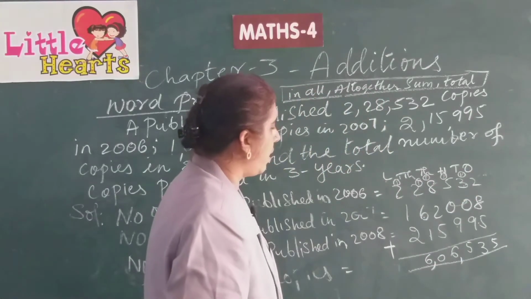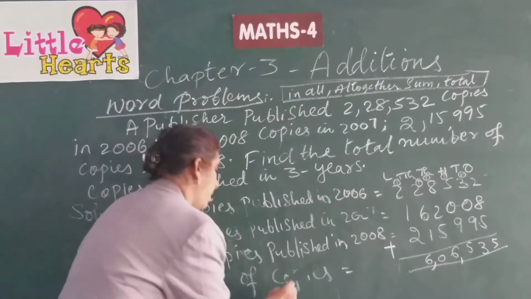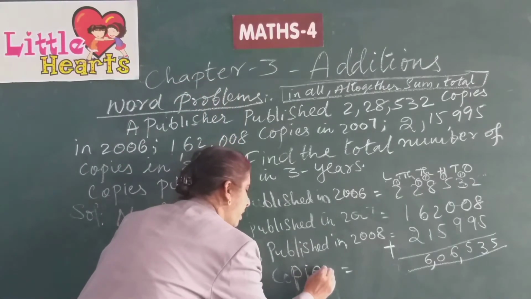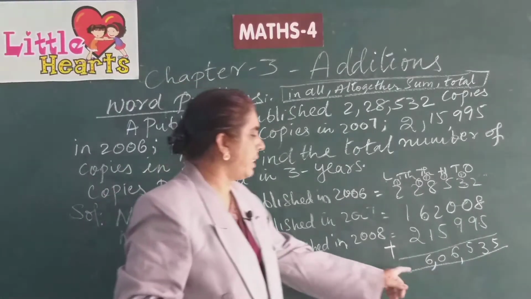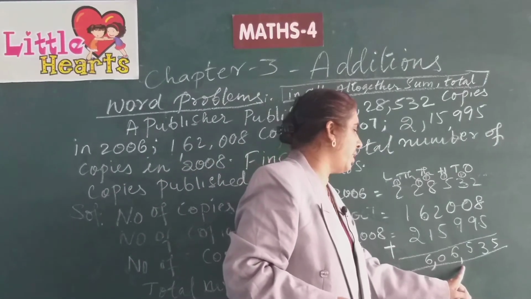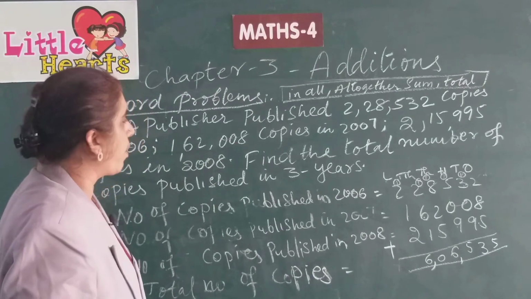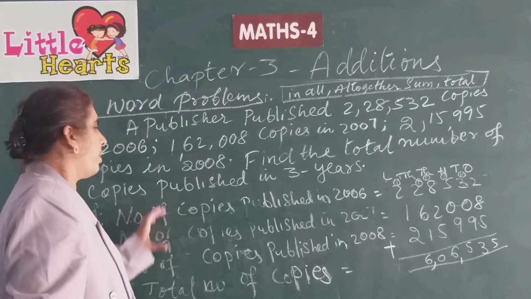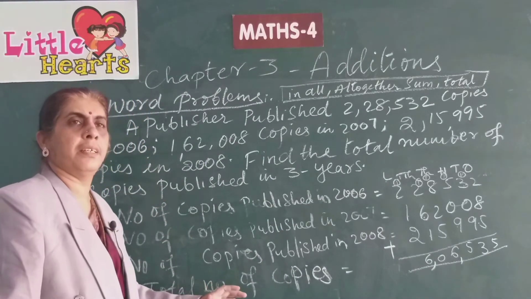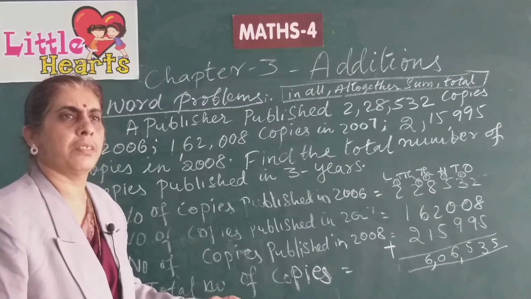So the total number of copies published in 3 years is 6,06,535. So according to the given data, you can write the statements, add and write.